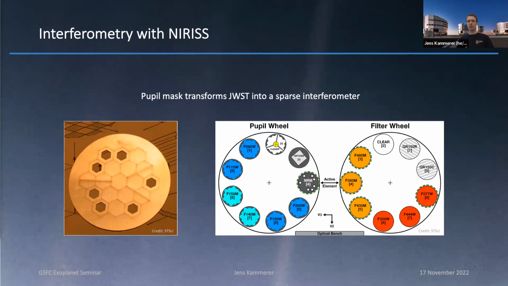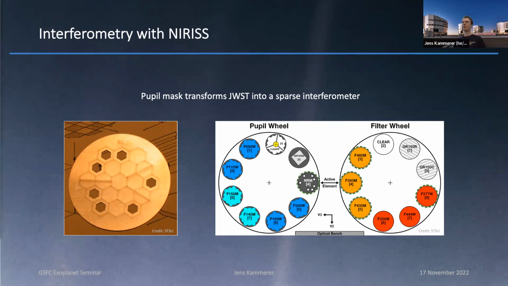So the idea behind this mode is that you do interferometry with JWST and that you use this pupil mask, which is shown on this plot here, which basically splits the mirror of James Webb into a sparse interferometric array with 7 smaller apertures. And then you get down to smaller resolutions because you get to the Michelson diffraction limit of interferometry, which is only about 0.5 lambda over D.